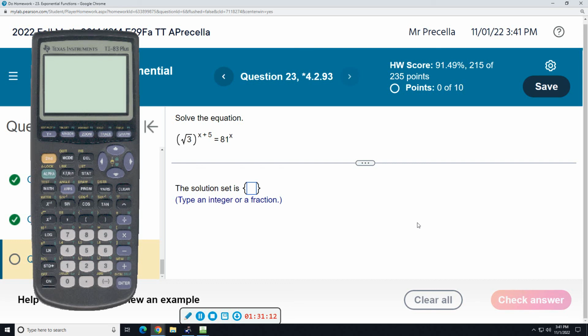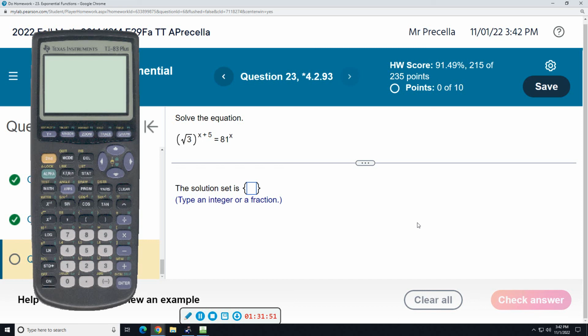The square root of 3 raised to the x plus 5 power equals 81 to the x power. I like these problems paired like this where they're so similar, just so hopefully you'll see that there is a pattern on these.